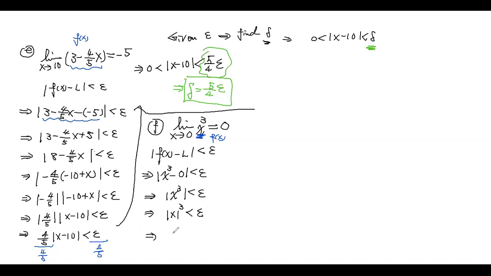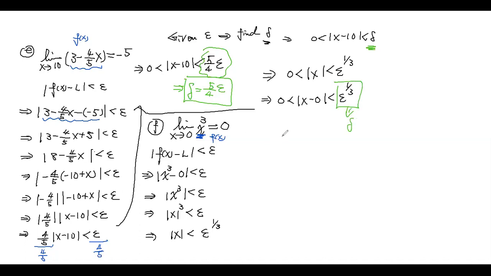So now what I can do here: absolute value of x is less than epsilon to the what? 1/3, right? Because of the absolute value, this is the absolute value of x less than epsilon to the 1/3. Based on the definition, I can rewrite this as the absolute value of x minus 0 less than epsilon to the 1/3, right? So now I can find my delta. What is my delta here? This is my delta, right? So delta is equal to epsilon to the 1/3. I found it, so I know the limit exists here, okay?